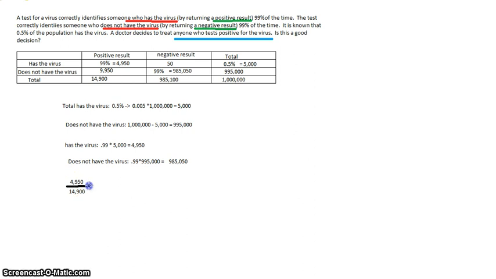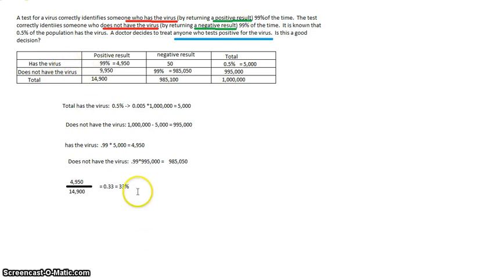And if that percentage is a good percentage, then the doctor is on the right track. But if it's a bad percentage, then he's probably potentially wasting his time. So we'll see. When I divide these numbers, I get 0.33. Turn that into a percentage and I get 33%. So that means that for a doctor who decides to treat anyone who tests positive for the virus, 33% of the time, that person actually does have the virus. That means that 66% of the time, the doctor is treating somebody who does not have the virus.